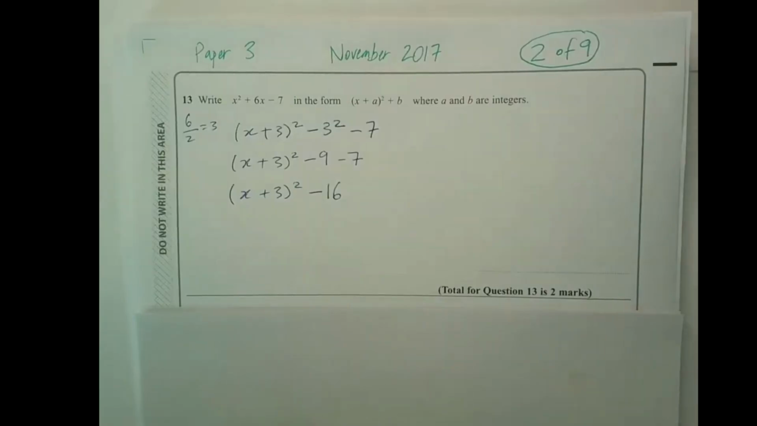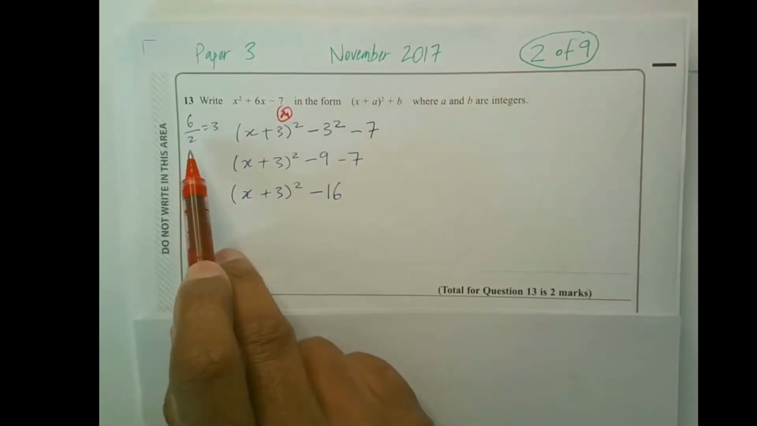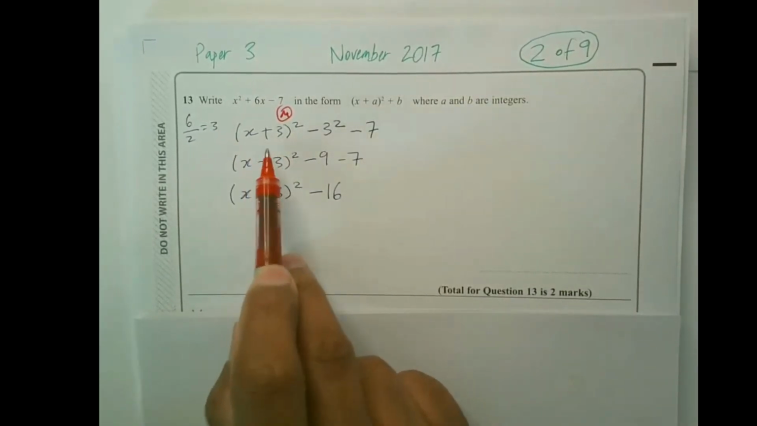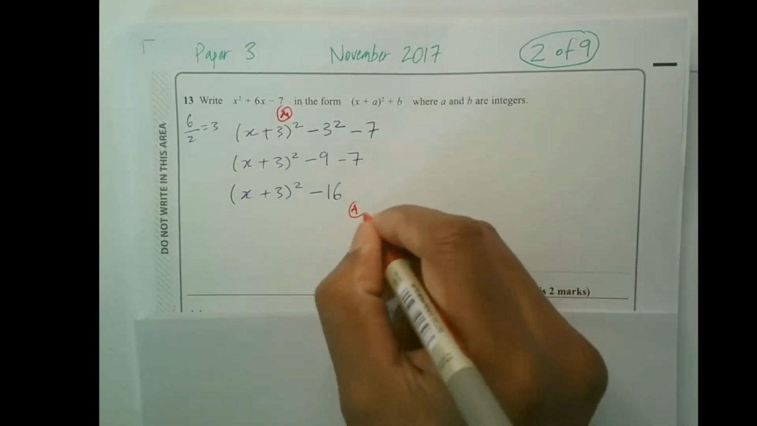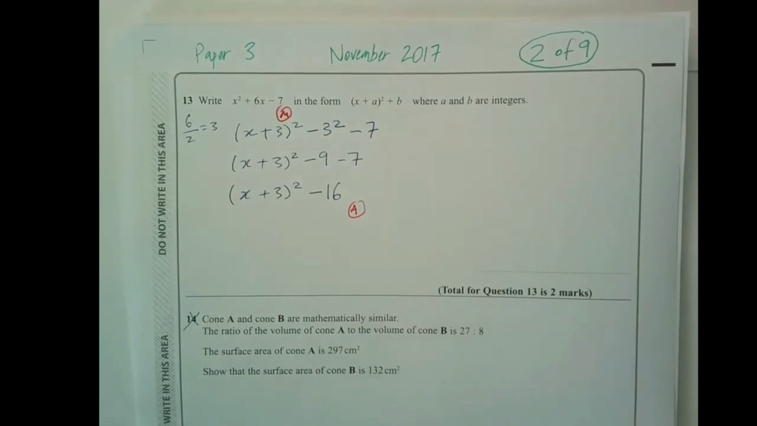All right, and the method mark that you get is by having this, just by doing 6 divided by 2 is 3, x plus 3. That is your method mark, and your final answer is your accuracy mark. So those are the 2 marks.